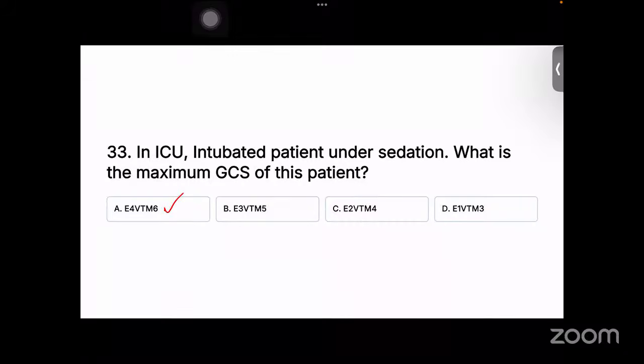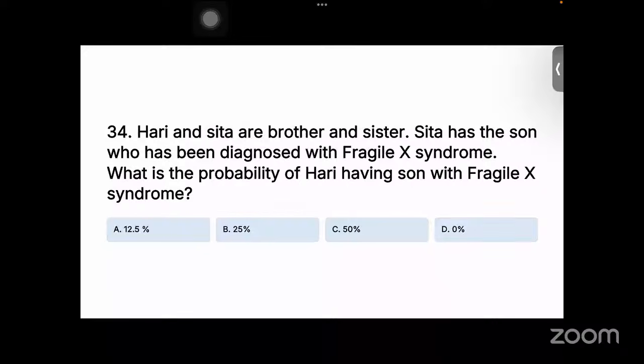Okay, that's it. Next, we got this question. Hari and Sita are brother and sister. Sita has a son who has been diagnosed with Fragile X syndrome. So it's straightforward Fragile X syndrome. What is the probability of Hari having a son with Fragile X syndrome? So tell me, people, is Fragile X syndrome X-linked dominant or X-linked recessive? X-linked dominant. It is a trinucleotide repeat disorder due to the CGG expansion in the FMR1 gene, if I am right.